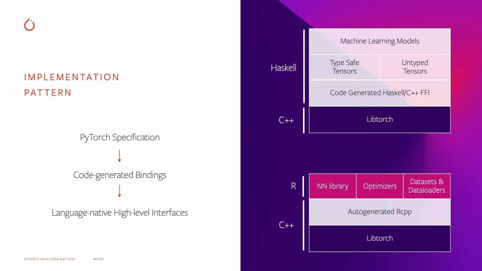But the implementation doesn't end right there. On top of these raw bindings, we create higher level interfaces to make the library feel like a native R or Haskell or whatever programming language library in the programming language you're working in, and takes full advantage of the strengths of your programming language. And we'll see some examples of that later in this talk.